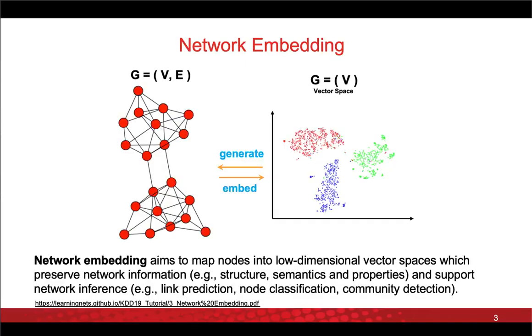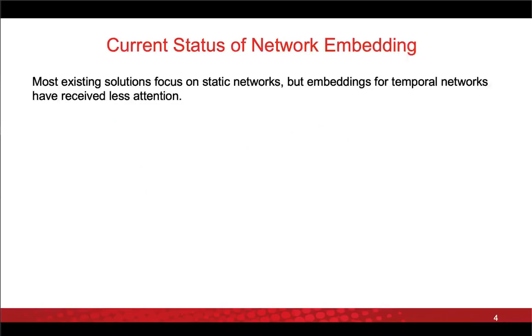Network embedding aims to learn low-dimensional representations of nodes, which preserve network information and can be applied to many downstream tasks, such as link prediction, node classification, and community detection. Despite significant progress on static network embedding, temporal network embedding has received less attention.